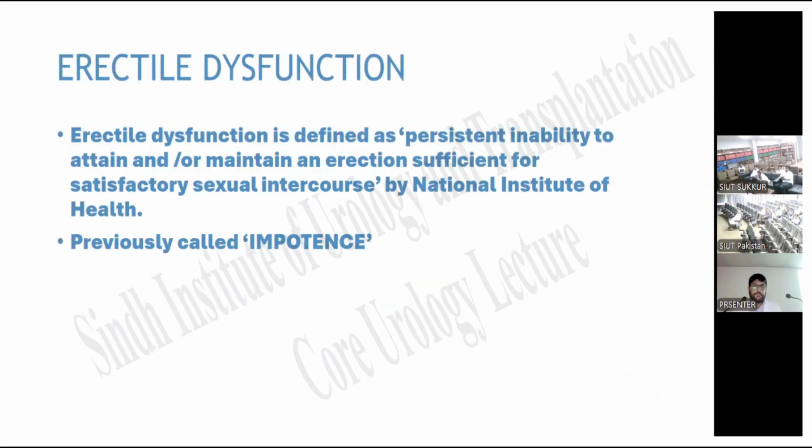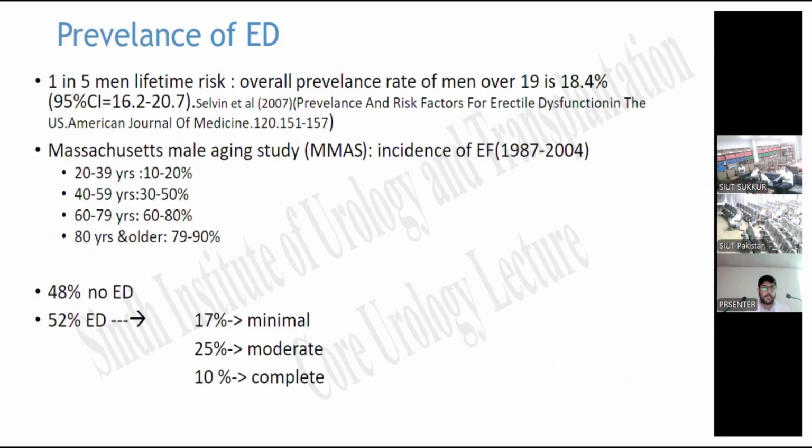Erectile dysfunction. Erectile dysfunction is defined as the persistent inability to attain or maintain an erection sufficient for satisfactory sexual intercourse, previously called impotence. Prevalence of erectile dysfunction: 1 in 5 men in their lifetime. The overall prevalence rate in men over 19 is 18.4%. Prevalence and risk factors for erectile dysfunction, the American Journal of Medicine.